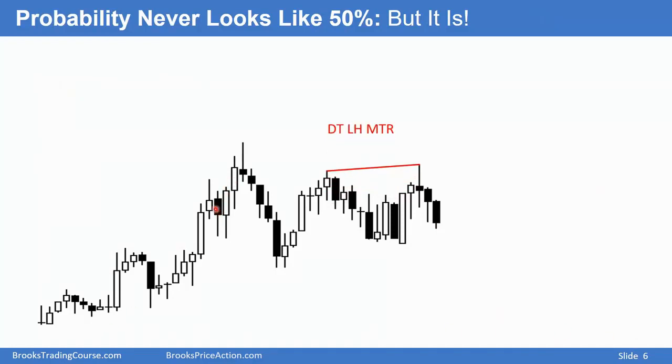A bull trend and then a trading range that began probably over here. You could argue that it began here. In any case, it's more than 20 bars, and therefore the market is in breakout mode. And you have to assume that there is both a reasonable sell, here we have a double top lower high, major trend reversal, and a reasonable buy.